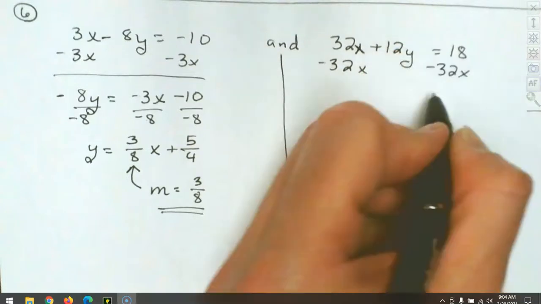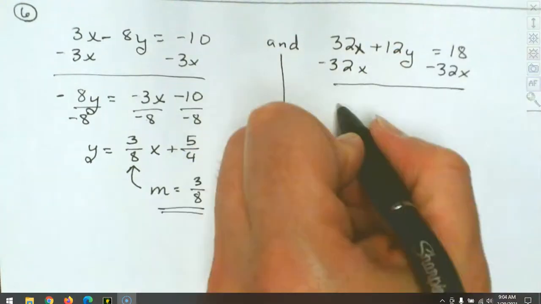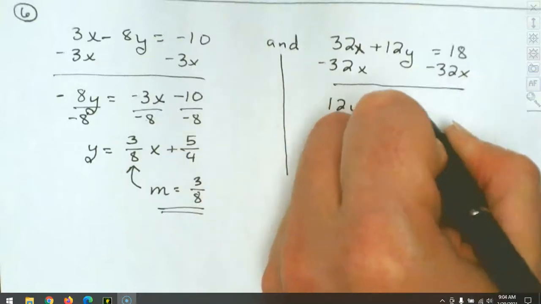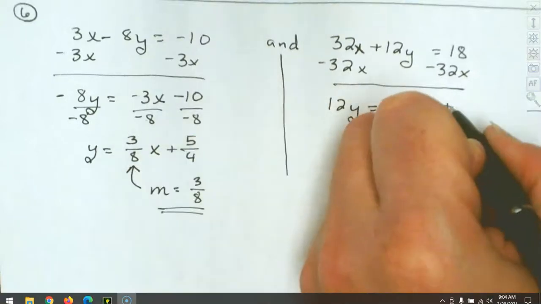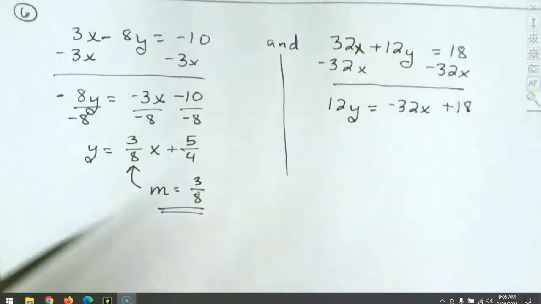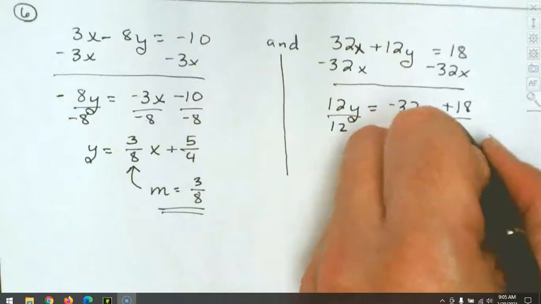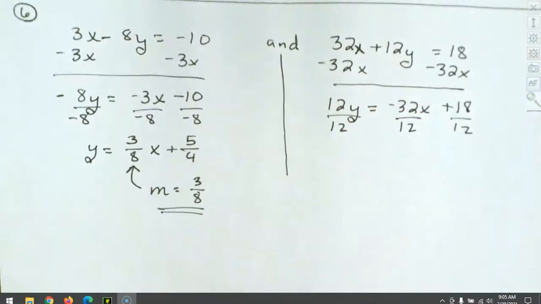So move that 32x over. And now we've got 12y equals a minus 32x plus 18. We'll divide by our 12 everywhere. And we do need to reduce these down as much as possible.